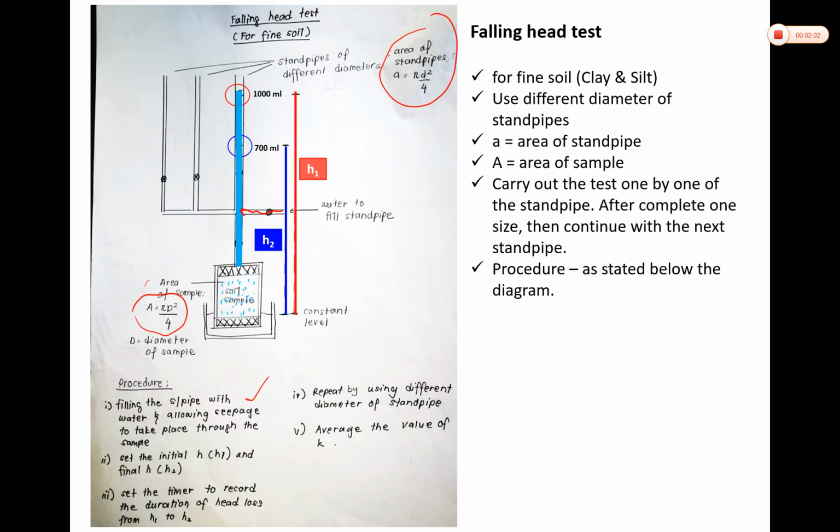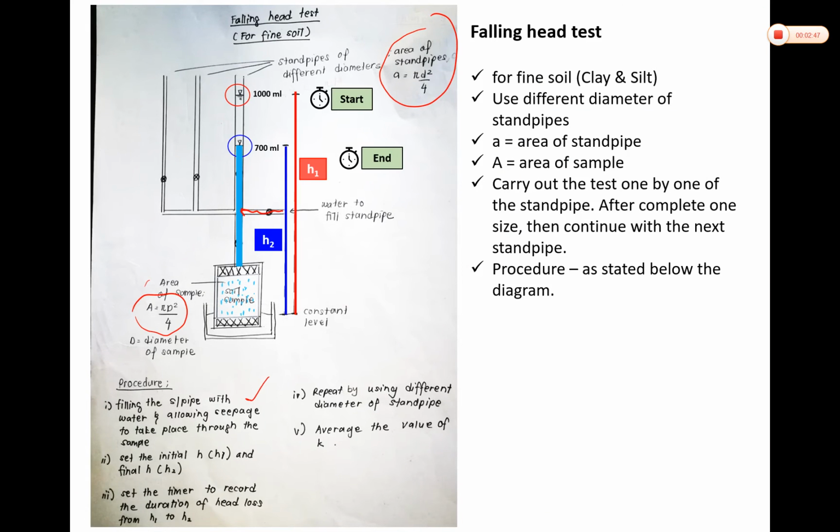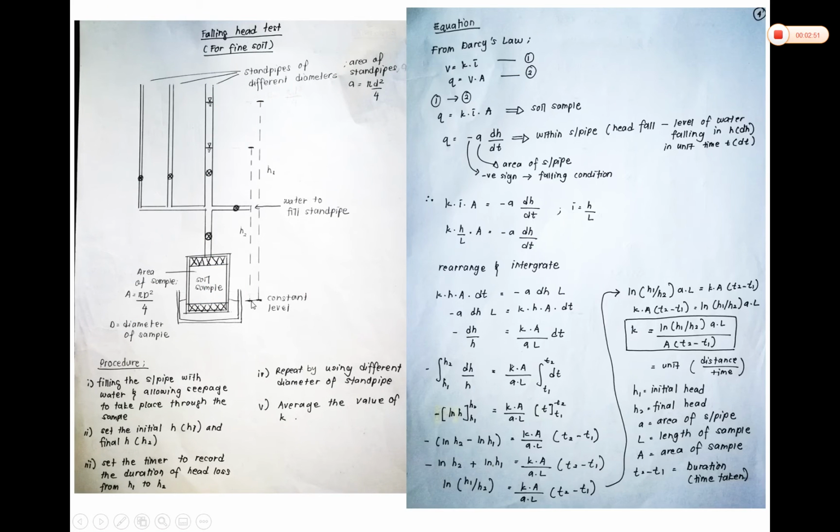When the flow of water in the standpipe is constant, we are ready to start the experiment. At 1000 ml you record the start time. We start the timer, and then slowly wait until the water level reduces to 700 ml, as we said earlier. When it reaches 700 ml, we stop the timer and record the time taken, or the duration, for the water to fall from 1000 ml to 700 ml. Then you repeat the experiment for the next standpipe that has a different diameter, and once complete, repeat with another standpipe.